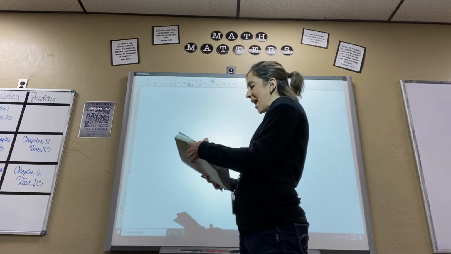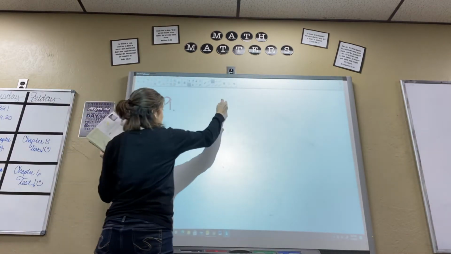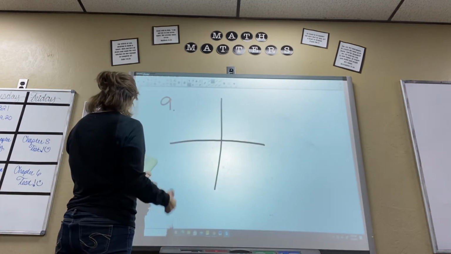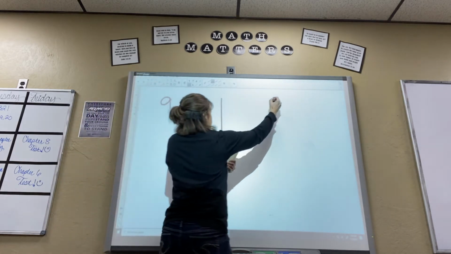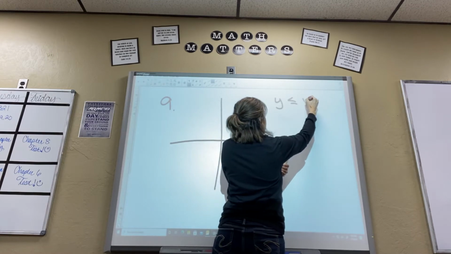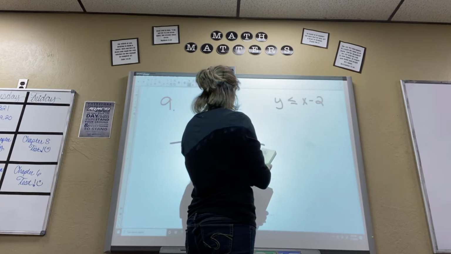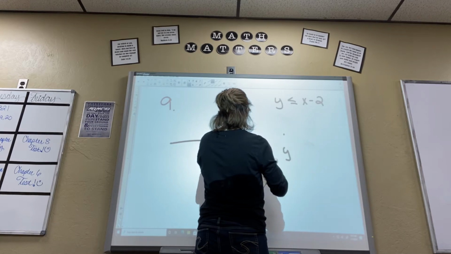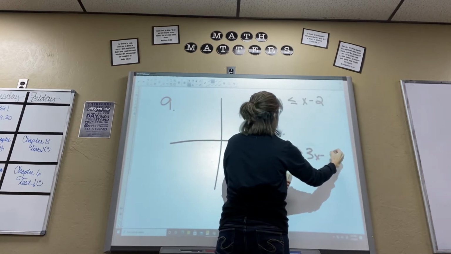So for number 9, just draw an XY axis like that. Okay, you have y is less than or equal to x minus 2. And then you also have y is greater than or equal to 3x minus 5.